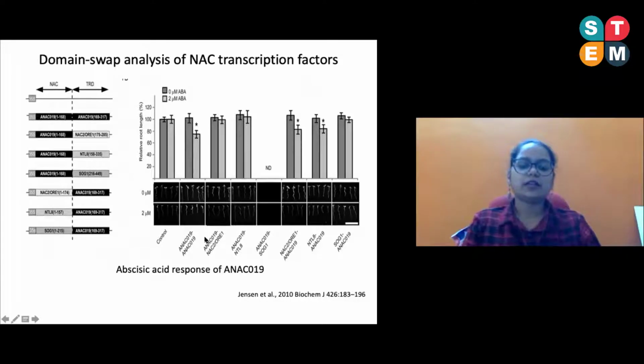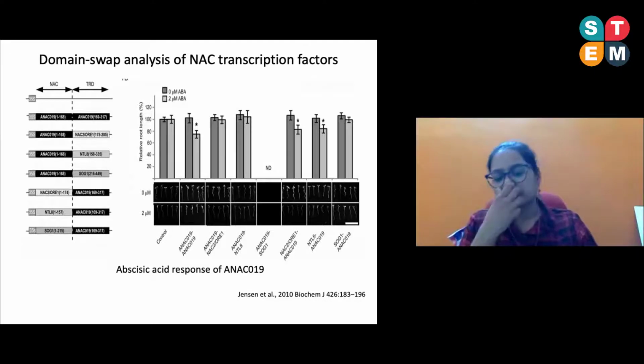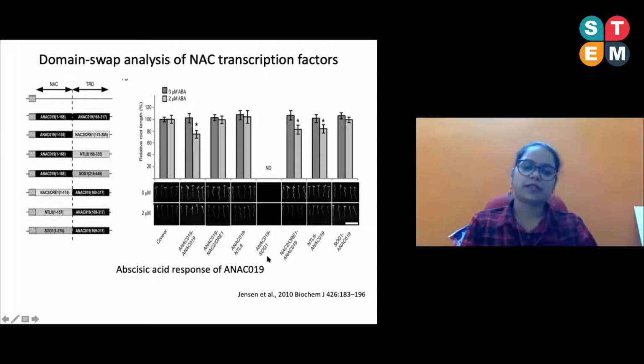And they studied the response to a stress hormone. Plants produce this hormone called abscisic acid. So in response to that hormone, they concluded that the N-terminal domain was responsible for the response to this phytohormone abscisic acid for this particular NAC transcription factor, ANAC19.